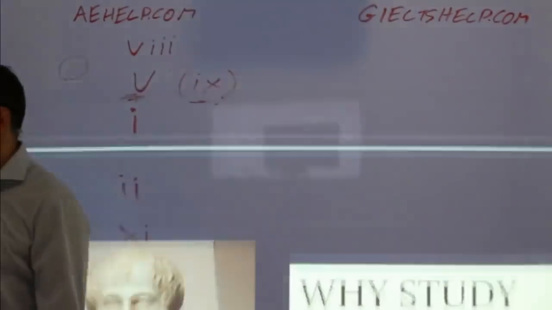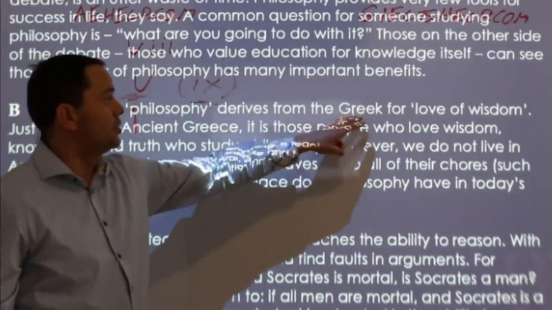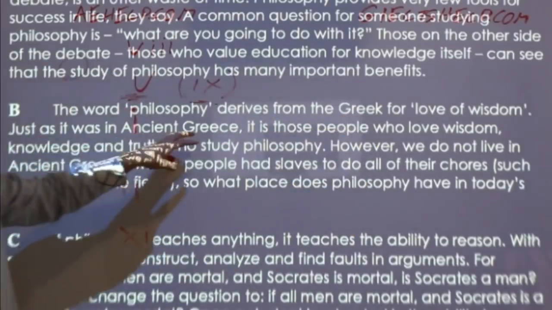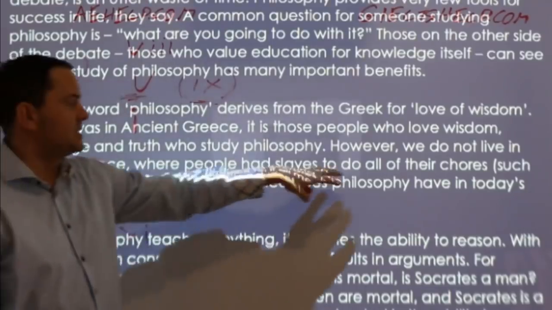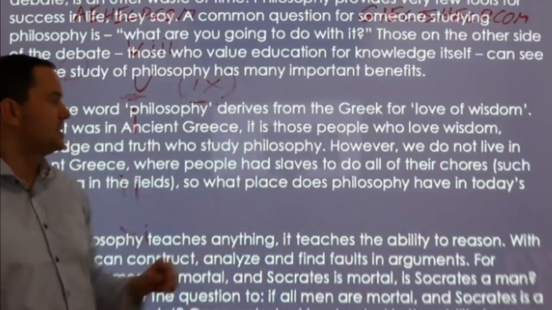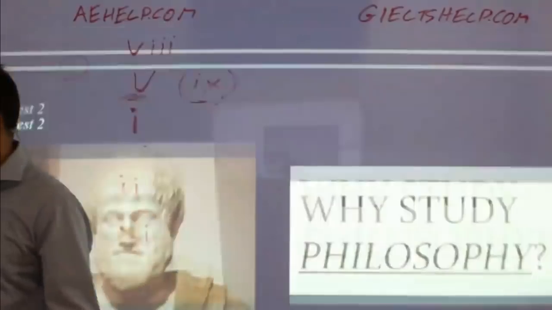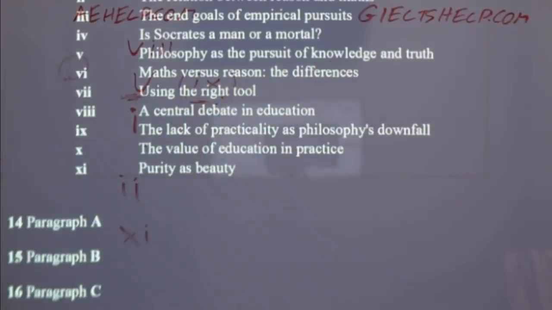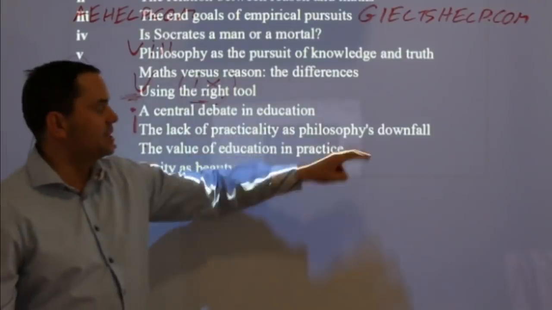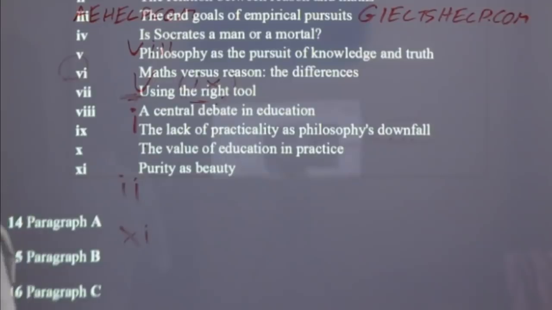So let's look at paragraph B one more time. The word philosophy derives from the Greek for love of wisdom. Just as it was in ancient Greece, it is these people who love wisdom, knowledge, and truth who study philosophy. However, we do not live in ancient Greece where people had slaves to do all their chores, such as working in the fields. So what place does philosophy have today? Okay, so definitely it's a love of wisdom and the truth who study philosophy. Number 5, philosophy as the pursuit of knowledge and truth. That looks really accurate. Okay, number 9, the lack of practicality as philosophy's downfall. It doesn't talk about the downfall of philosophy. There's no information on that. So that does not look to be complete, okay? Or it looks to be too much information. So I'm going to stick with it.